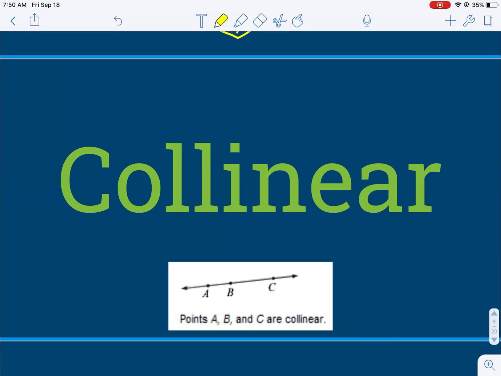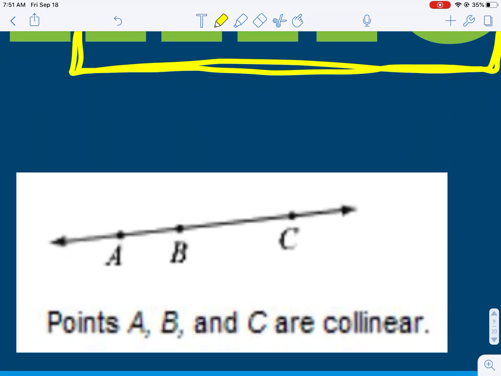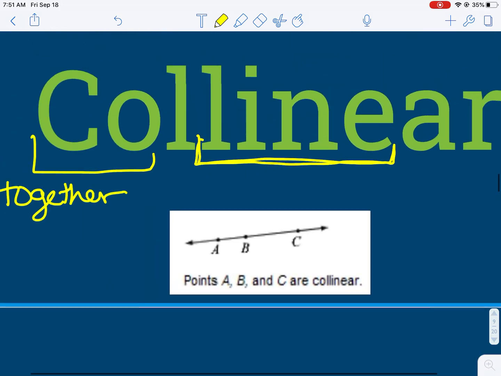Collinear means they are on the same line. My coworkers are people that I work together with. And then the word line is right here. So collinear, together on a line. So for example, A, B, and C, all collinear, they're all on the same line.